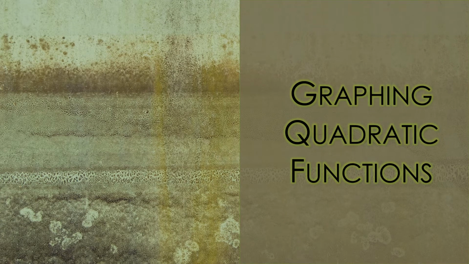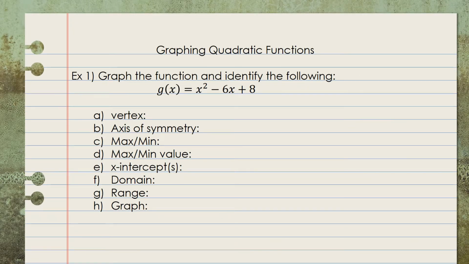This lesson is over graphing quadratic functions. Example 1. Graph the function and identify the following. g of x equals x squared minus 6x plus 8. And we're being asked to identify A, the vertex, B, axis of symmetry, C, whether it has a max or min, D, whether it's a max or min value, E, x-intercepts, F, the domain, G, the range, H, graph.